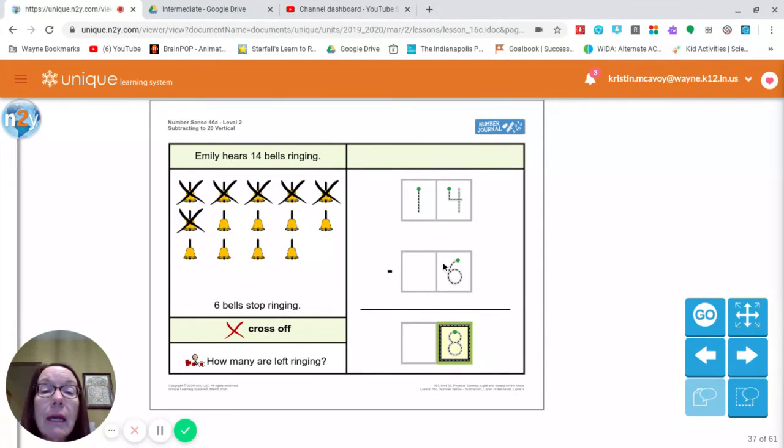Now, if you were crossing off, we're actually not going to do that because it's too difficult for me to show you regrouping without being able to write on this screen. But we can count backwards from 14. Are you ready? Remember, there's 6 dots, 6 touch points on the number 6. 1, 2, 3, 4, 5, 6. So let's count backwards from 14. We say 14, 13, 12, 11, 10, 9, 8. And that is how we check our work. We know that 8 is correct. Great job.